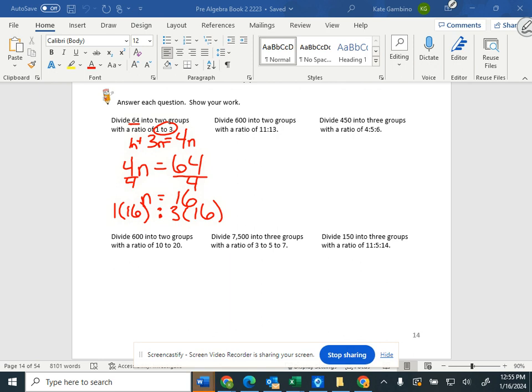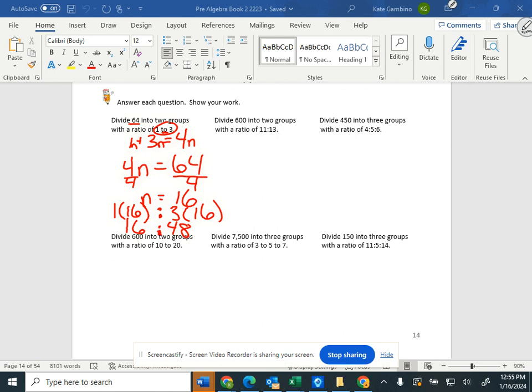So what is 1 times 16? That's an easy one. What's 3 times 16? 48. My way of checking it would be to say 16 plus 48, does that equal 64? Yes. And it does. And actually, this is one way to write the ratio with the word "to".